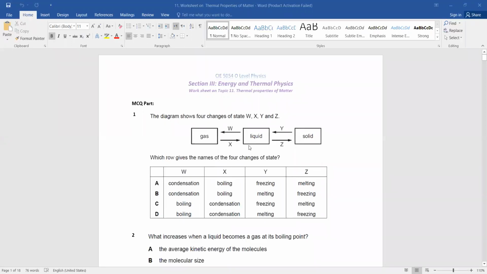So let us think about Y and W first. It is very simple to understand that from solid to liquid, when a solid is going to become liquid, this process is called melting, right? Like ice. Ice melts and it turns to water. So Y is melting, right?